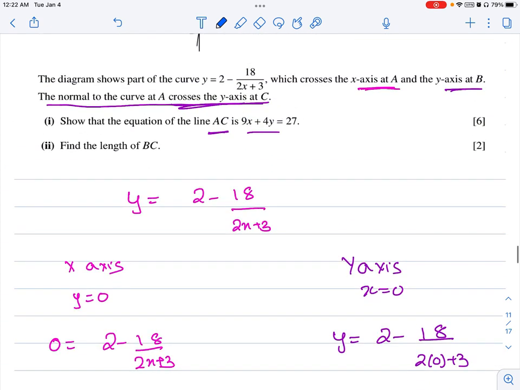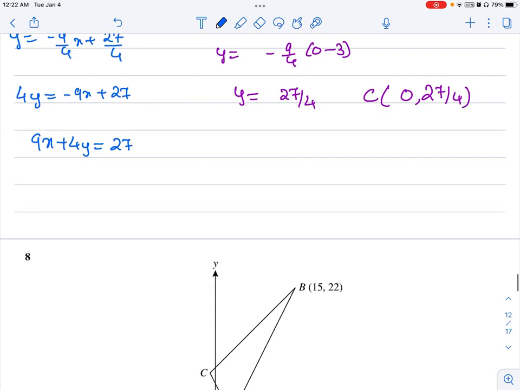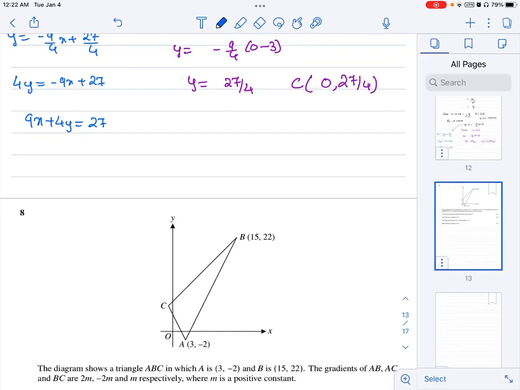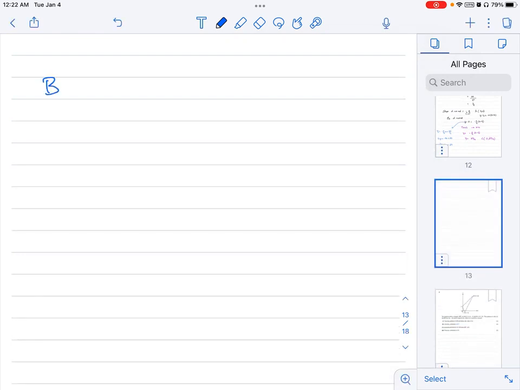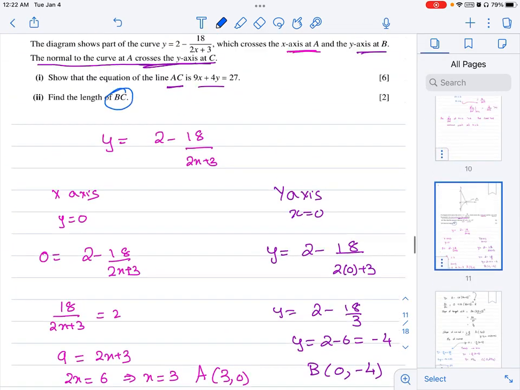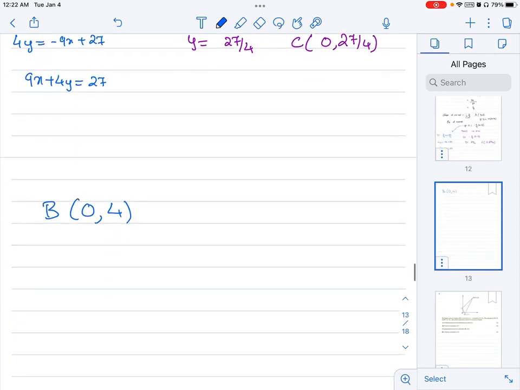Is C required? Find the length of BC. Anyway, C was required, so we found B and C. So we'll find the length of BC. So let me add the page. B was (0, negative 4), and C was (0, 27 upon 4).